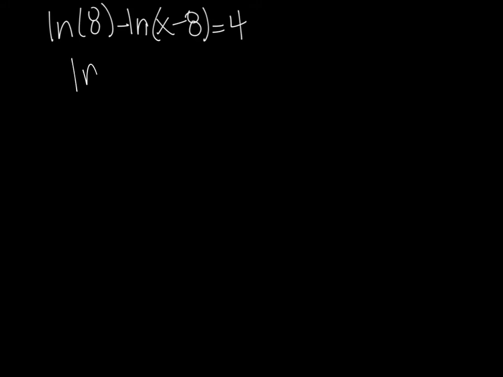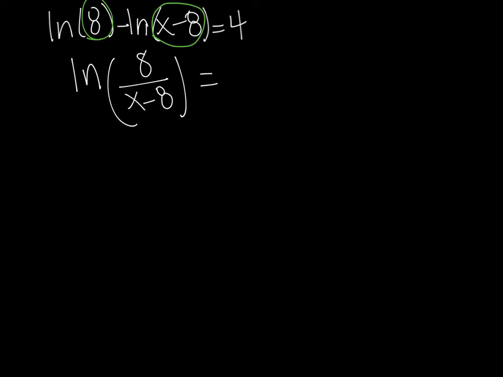Okay, so we have ln, and what are we dividing? The 8 and this x minus 8. Which one of them goes on the bottom? The x minus 8, the one with the minus sign. So this one right here, because it has the minus, this whole thing goes on the bottom. Okay, so we've got ln of 8 divided by x minus 8, and that equals what?